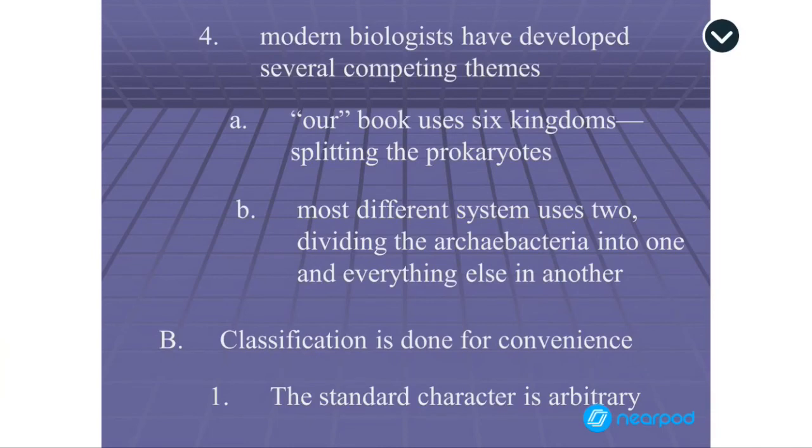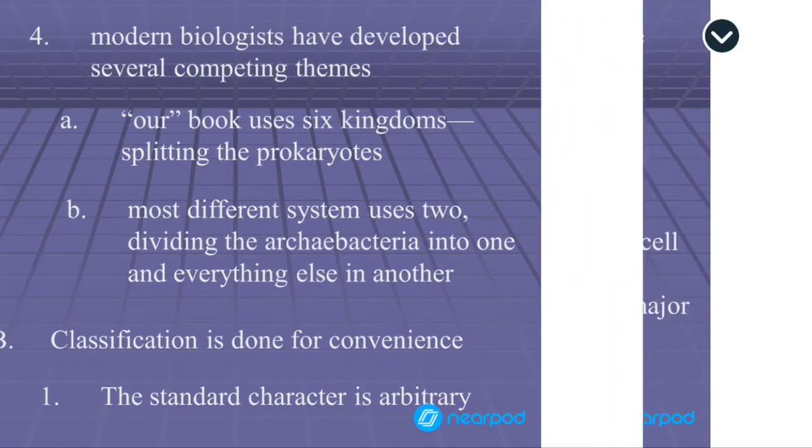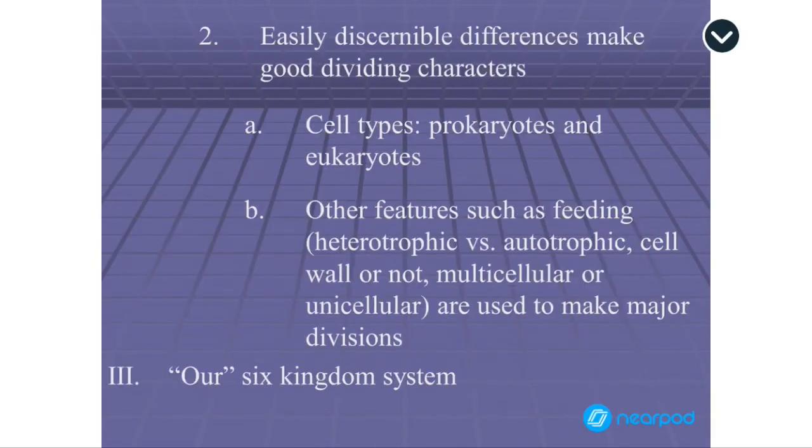And so modern biologists have several competing themes. Our book has 6. And the most different system divides the archaebacteria, or just archae, into one group and everything else into something else. And so remember, classification is done for convenience. Everything above the species level is fake, it's false, it's not real. The standard character is arbitrary. And so we look for easily discernible differences that make good dividing characters, for example, cell types, or whether they make their own food or not, multicellular or unicellular, those kinds of things.